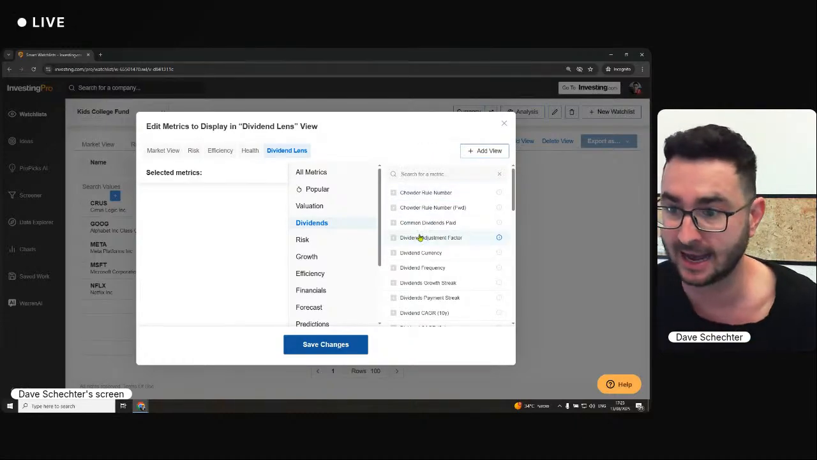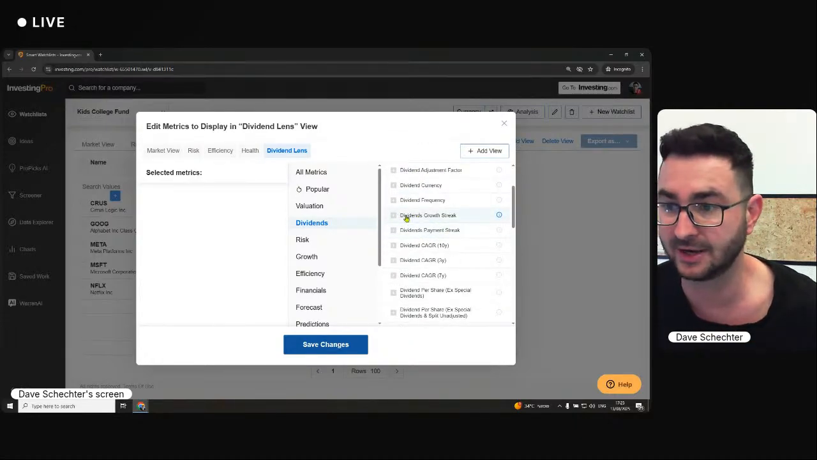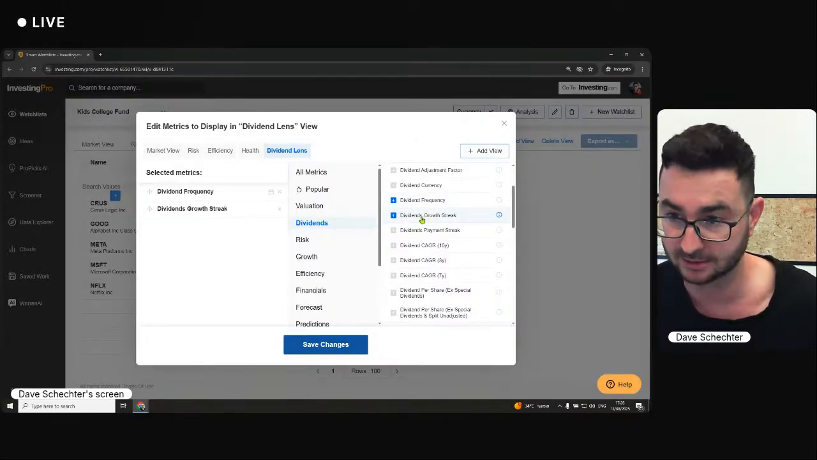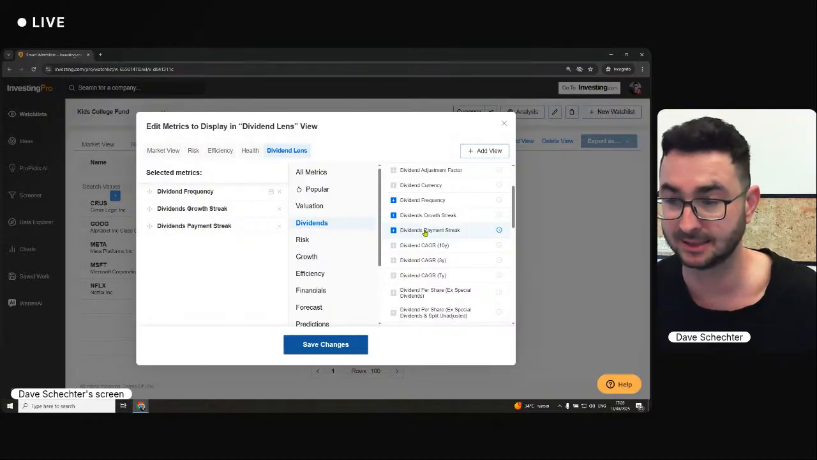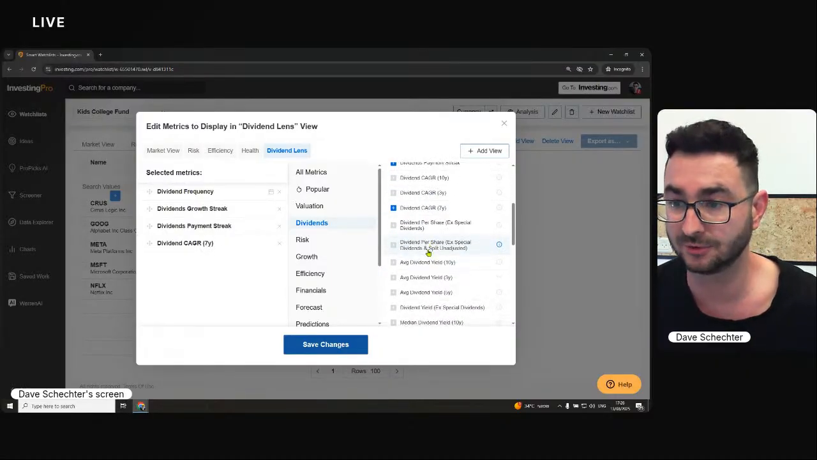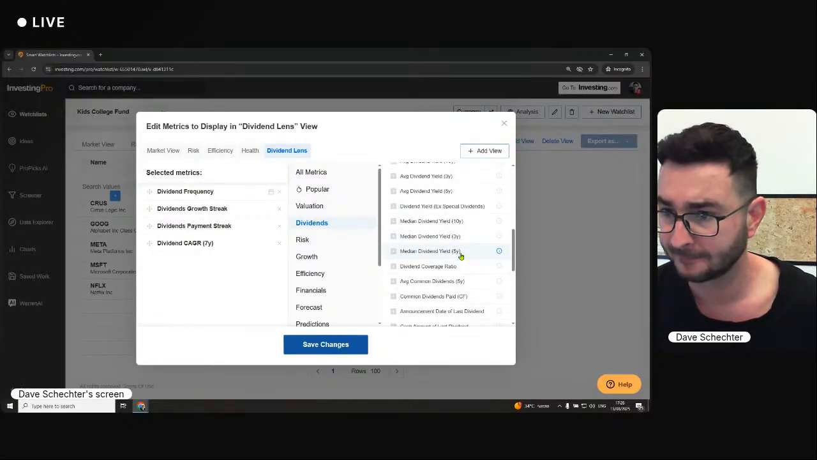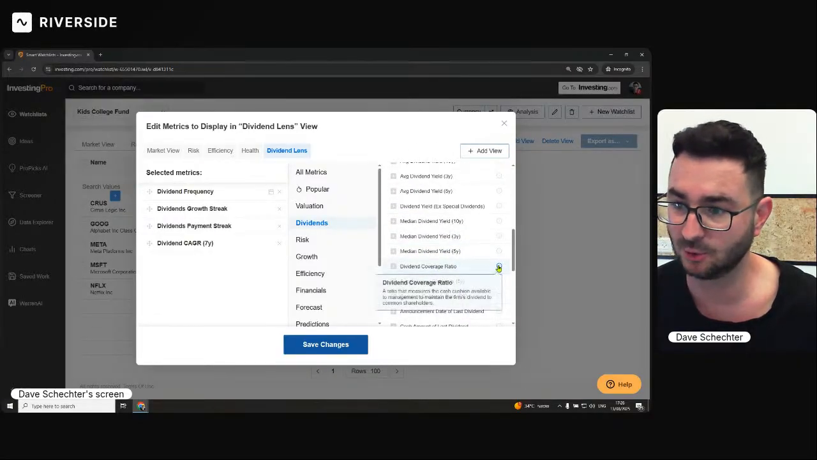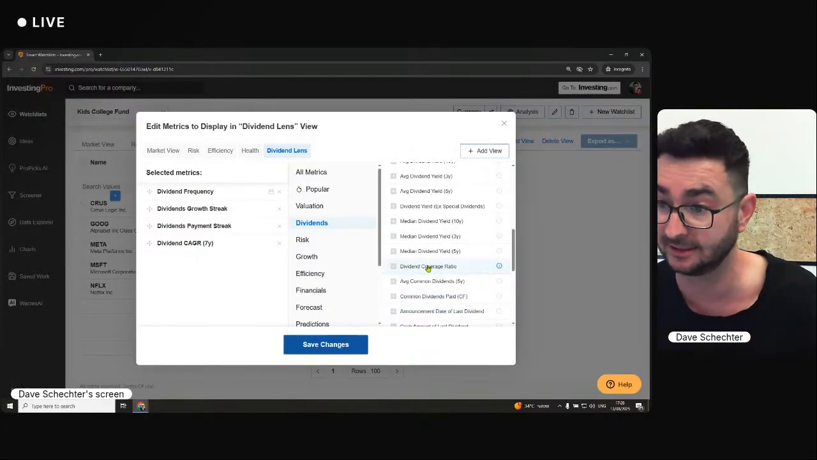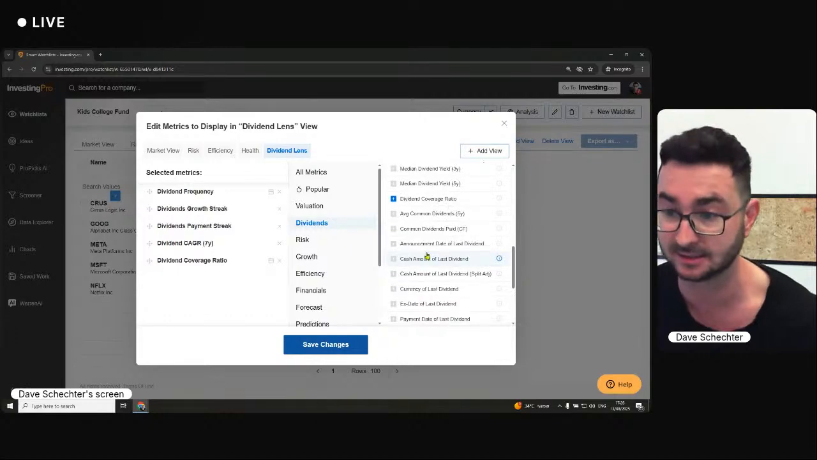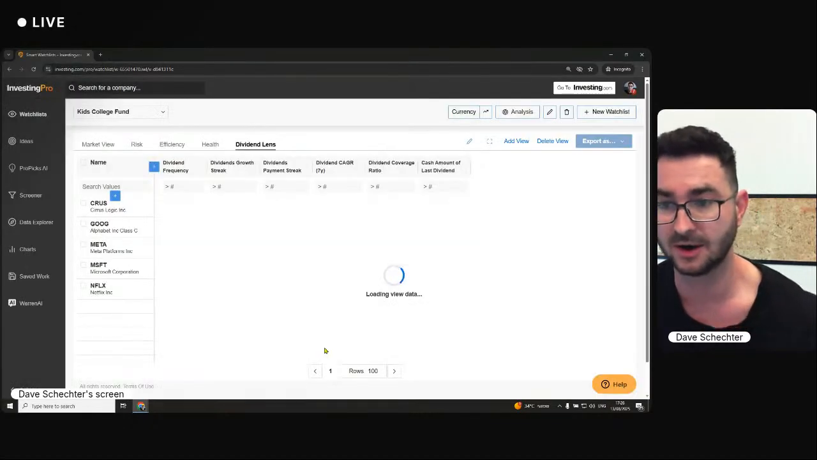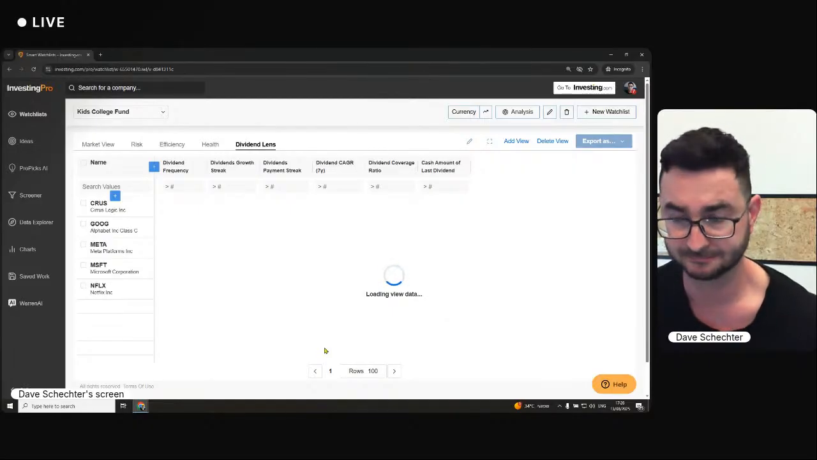So let's go ahead and add in some metrics. As a dividend investor, I'd be interested in the dividend frequency. How often do they give this dividend? What is the growth streak like? Have they been consistent in paying this particular dividend? What does the future dividend growth look like? Dividend coverage ratio, which measures the amount of cash the company has on hand to continue paying this dividend. So that's also something that's very important for dividend consistency. The cash amount of the last dividend, and I think that's enough to go on. So let's click Save Changes.